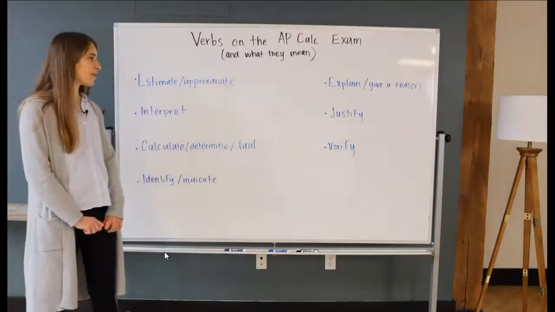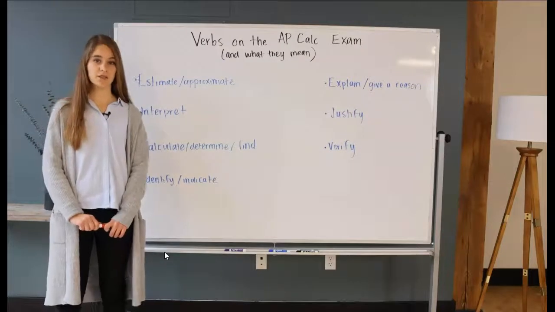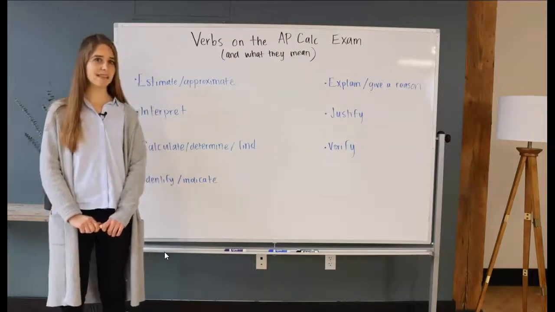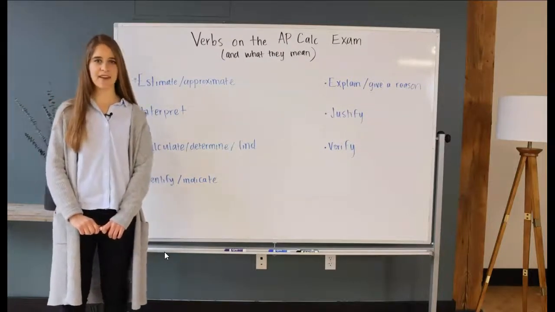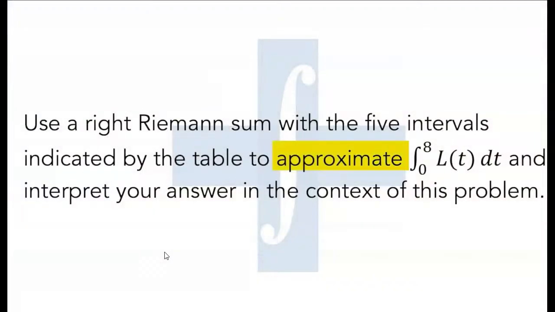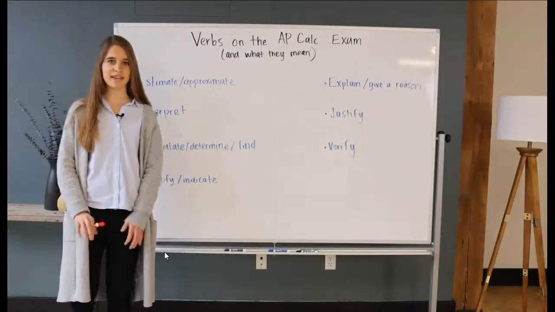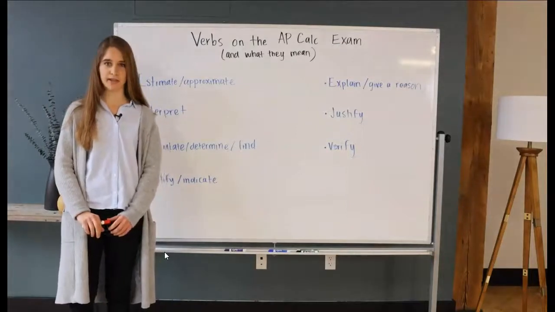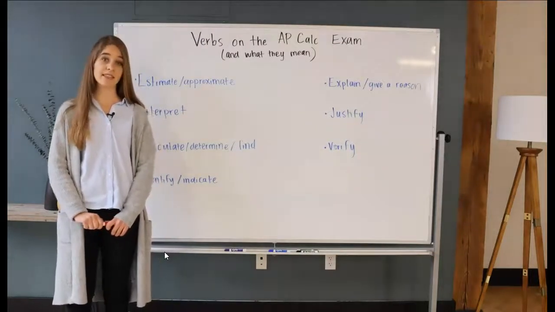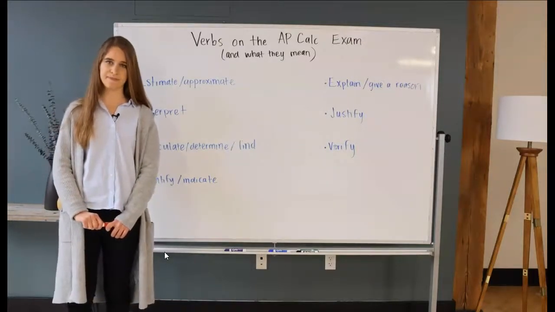So, the first thing you might be asked is to estimate or approximate. For example, they might ask you to estimate a derivative value using an average rate of change, or to approximate a definite integral using a Riemann sum or a trapezoidal approximation. Now what these verbs don't mean is to just give an educated guess or to give some kind of ballpark answer. They are looking for a very specific approximation method, and there's only one correct answer.